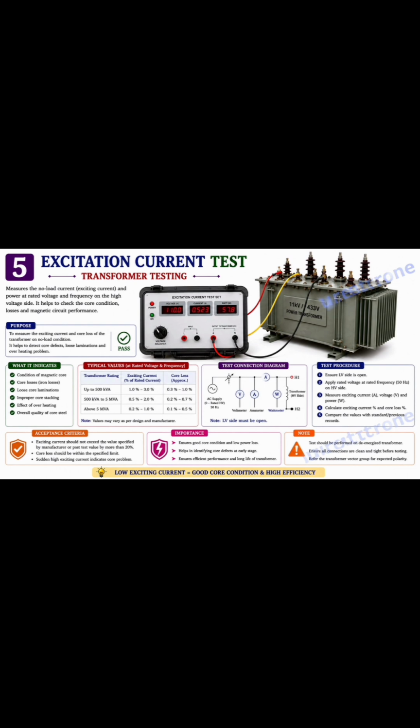5. Excitation current test. This test measures current required to magnetize the transformer core. Its purpose is to detect core faults, to identify winding defects, and to evaluate magnetic circuit condition. Procedure. Keep secondary winding open, apply rated voltage to primary, measure no-load current. Fault indications. High excitation current indicates core damage, shorted turns, improper assembly.